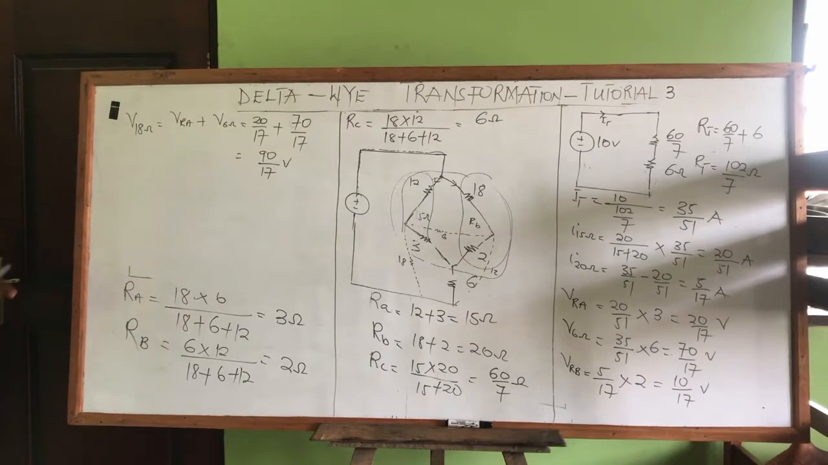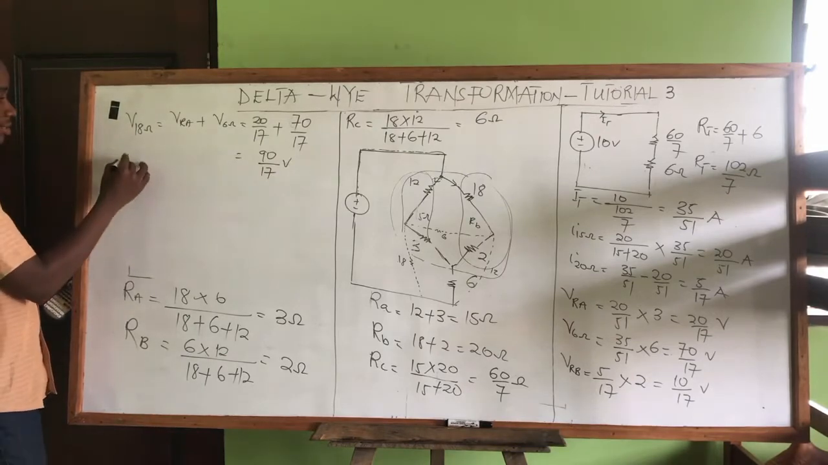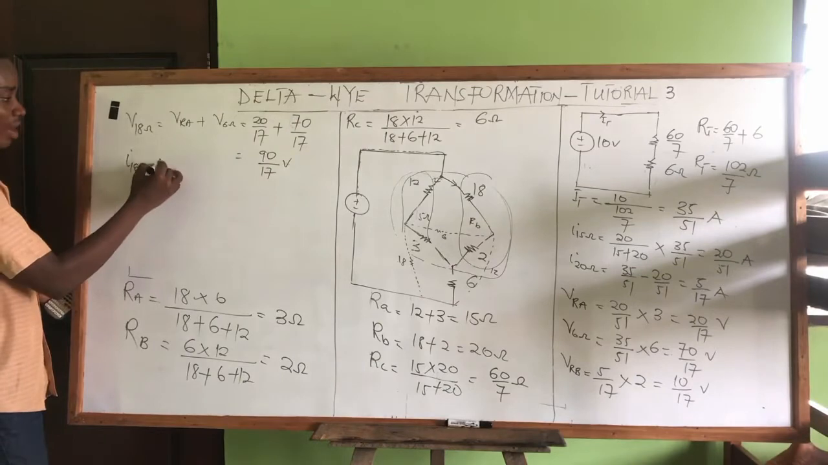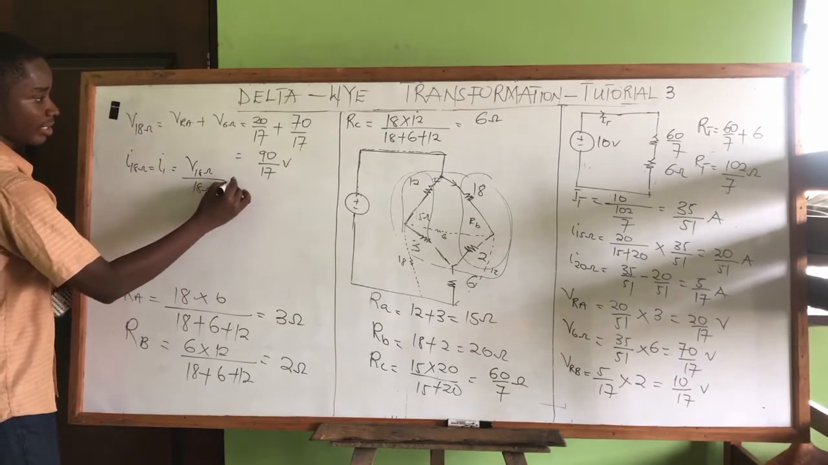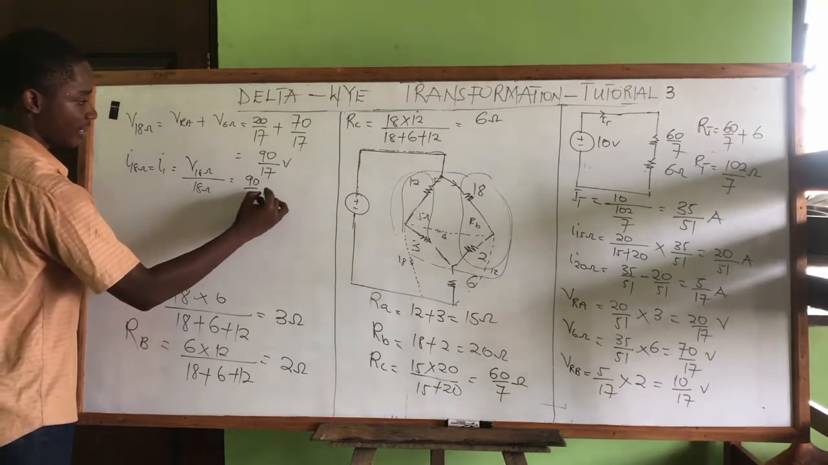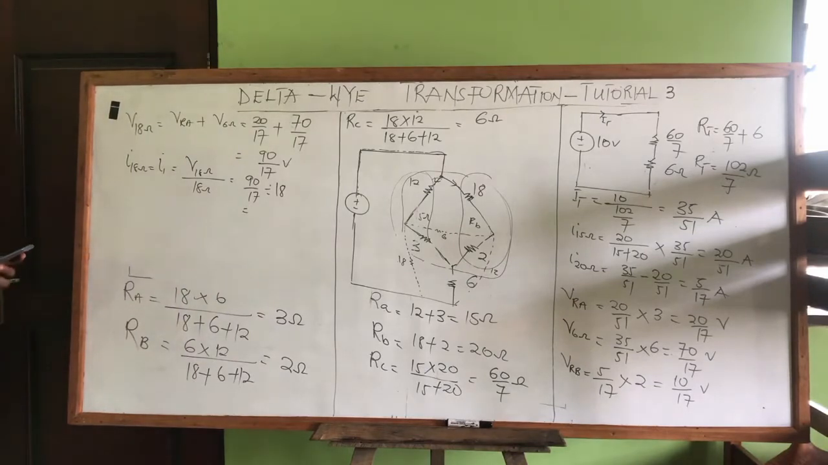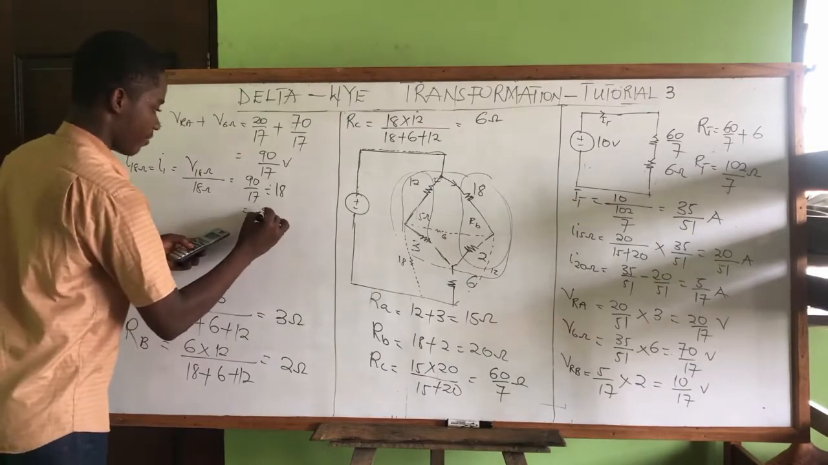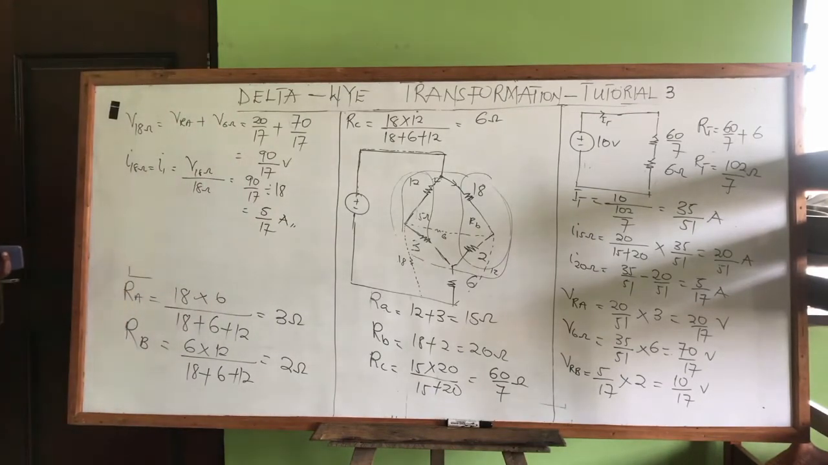But the question is asking for the current. And the current the question gave you is I1. Look at the question again. It is I1, the current through the 18. So the current through 18 ohms, I1, is equal to V of the 18 divided by 18. And that is 90 on 17 divided by 18. And we have a current of 5 on 17 amperes flowing through the 18 ohms resistor.